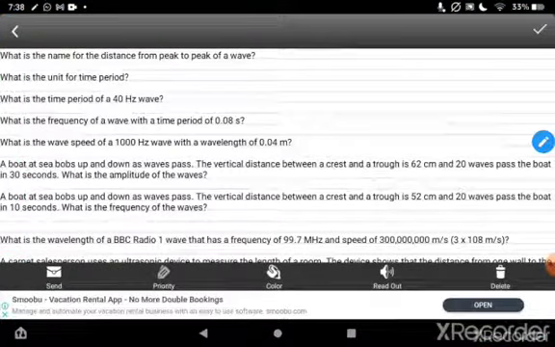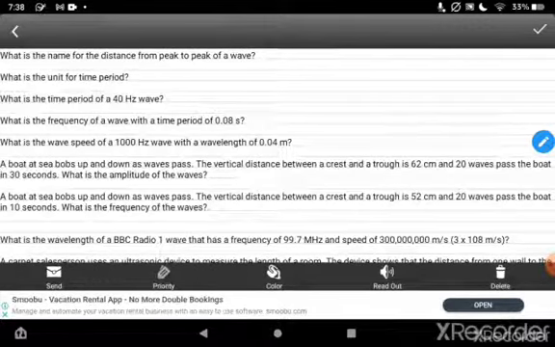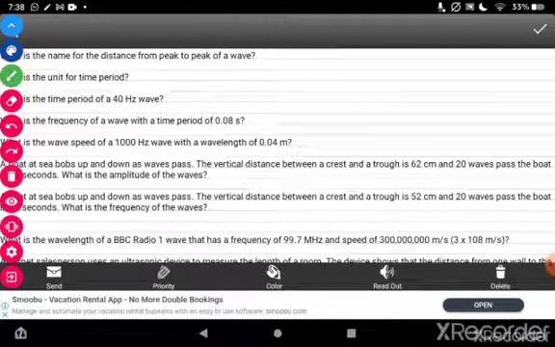This one says, a boat at sea bobs up and down as waves pass. The vertical distance between the crest and trough is 62 centimeters and 20 waves pass the boat in 30 seconds. What is the amplitude of the waves? So we have a lot of information here. First, we get the vertical distance between the crest and the trough. So I'm going to draw on the screen right now what we have right here. So let's go.